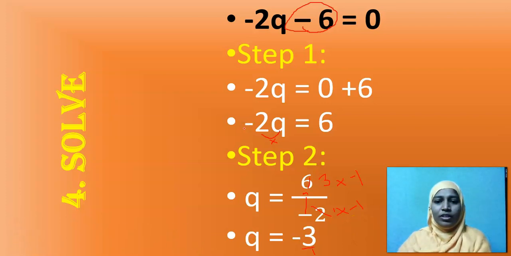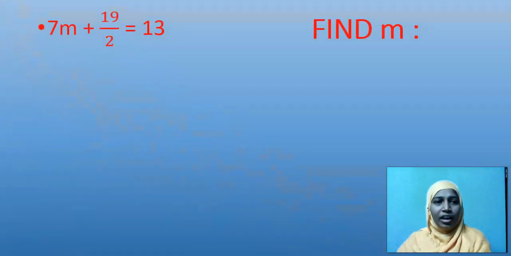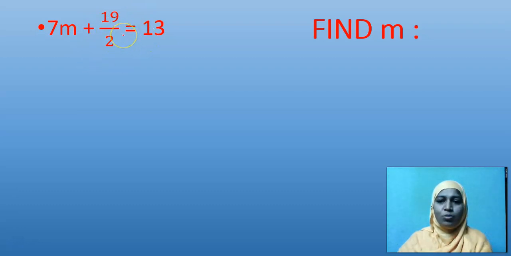Now let's go to the next problem. Here I have a little bit tricky one. But this type of question is not there in your textbook in exercise 1. But I want all of you to practice even such things. Okay. 7m + 19 by 2 = 13. Which one should I transpose first? 7 or 19 or 2? You can consider this 19 by 2 as 2 numbers. Is it so? No children, it is one full number and it is a fraction number.